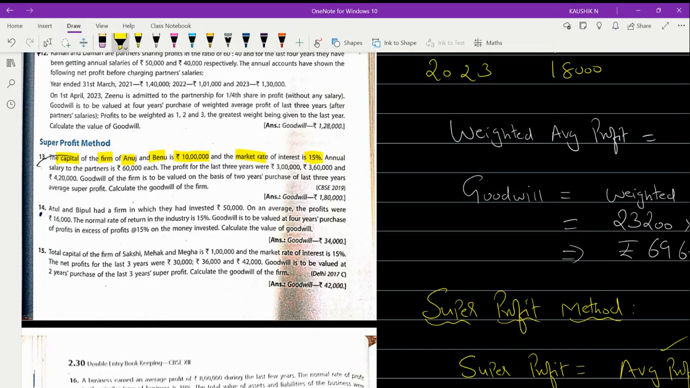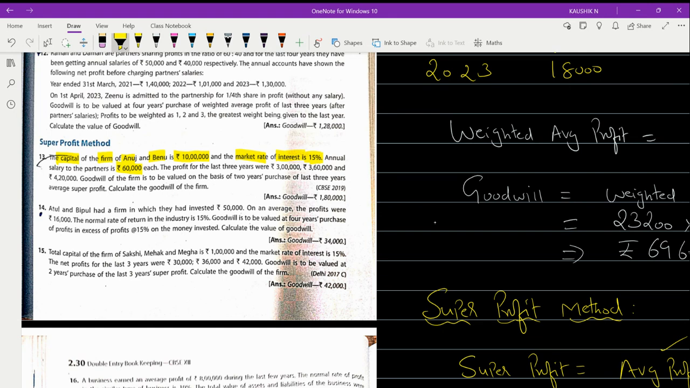Okay, in most of the cases it will be mentioned as NRR, that is normal rate of return. Very rarely it will be mentioned as market rate of interest. But an easy way to understand is that NRR only is given with a percentage symbol. That's the only clue.